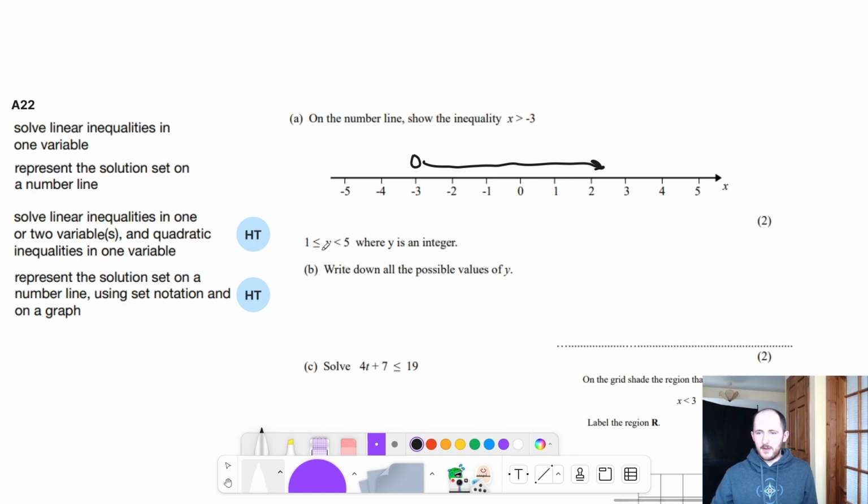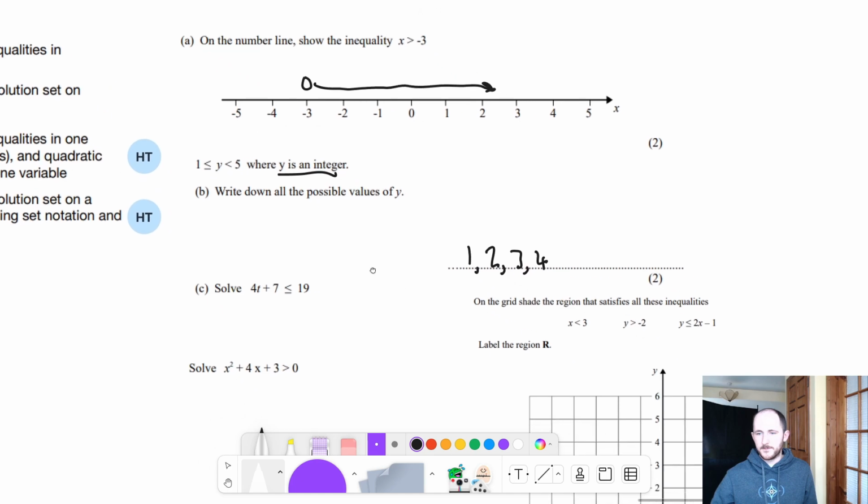So here it says 1 is less than or equal to y, which is less than 5. Write down all the possible values. Well, it can equal 1, so it's going to be 1. And it goes all the way up to, but not including 5. And it says y is an integer, so we're not going to do the decimals, which is thankful, because that would also go on forever, literally.